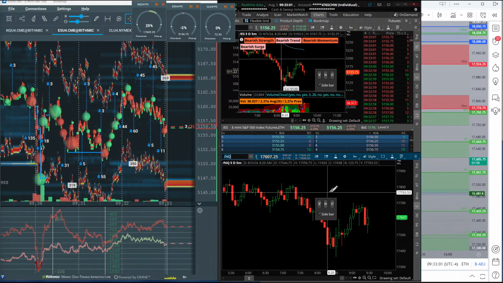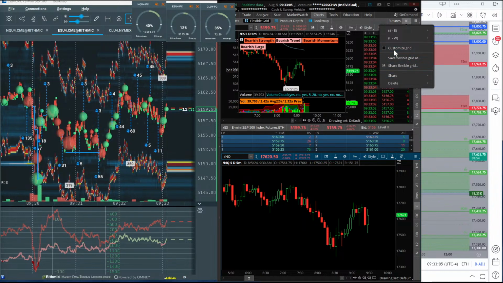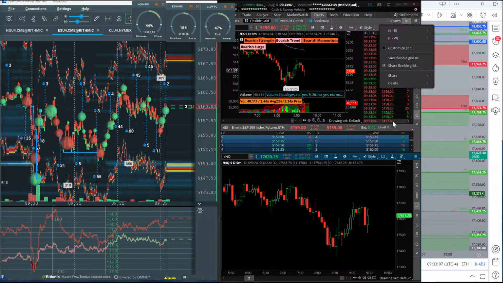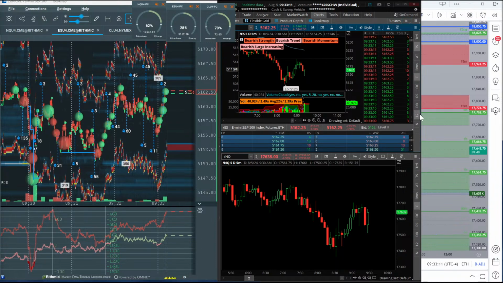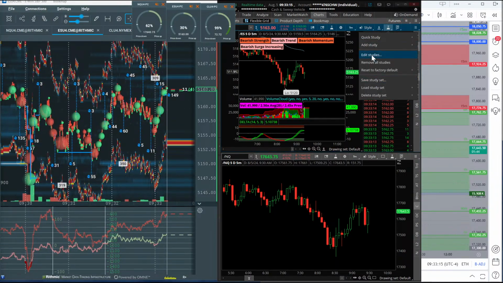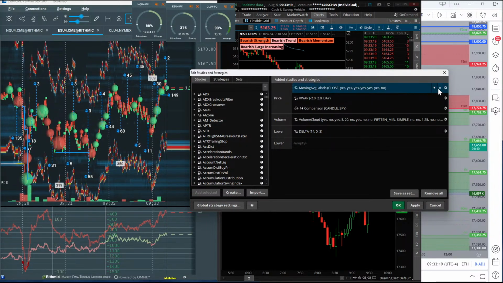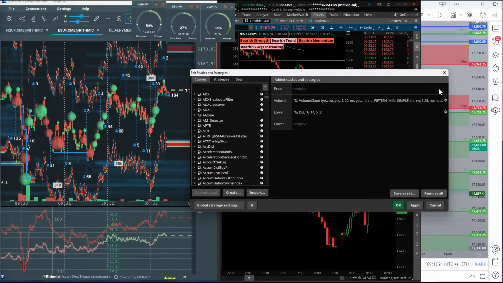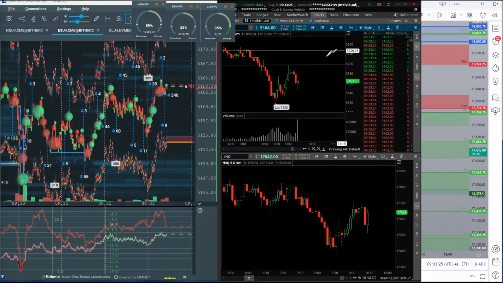Let's see. So let's get rid of customize grid. Let's get rid of the level 2. Let's get rid of some of those indicators too. It's been a while since I used Thinkorswim. Bye, every indicator. Not necessary.